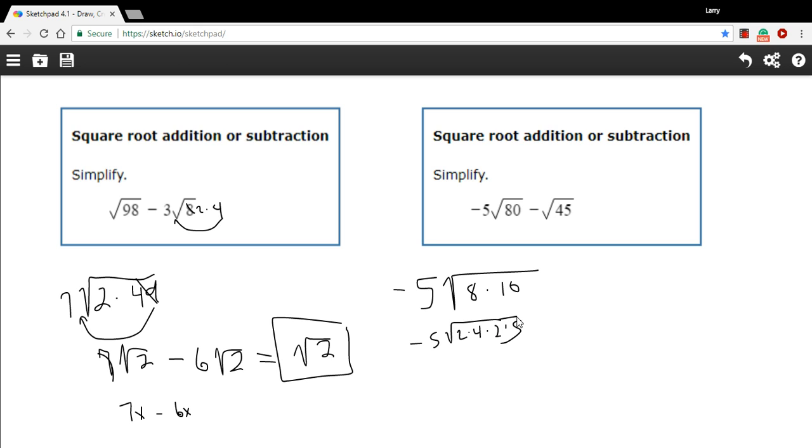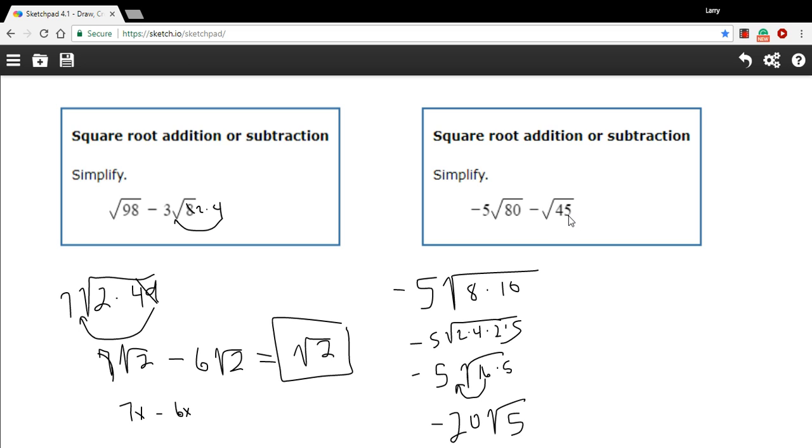Aha, I see what's going on here. So I've got 2 times 4 times 2. All that together would be 16 times 5. So I can take the square root of 16. When I do that, it becomes a 4, and I multiply it out here by this negative 5. So this would be negative 20 times the square root of 5.